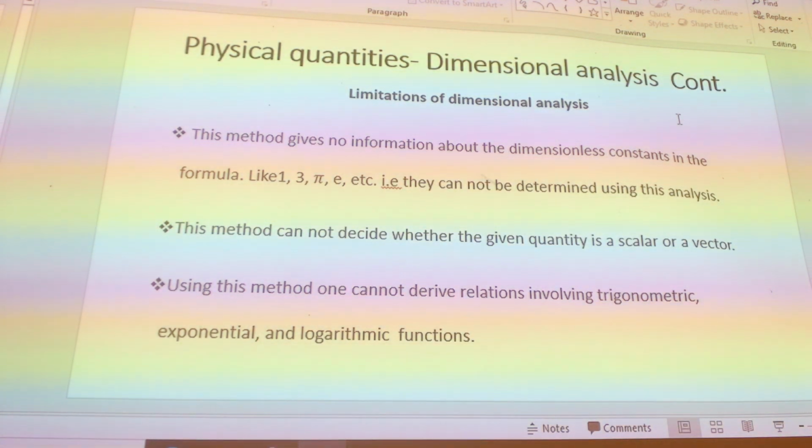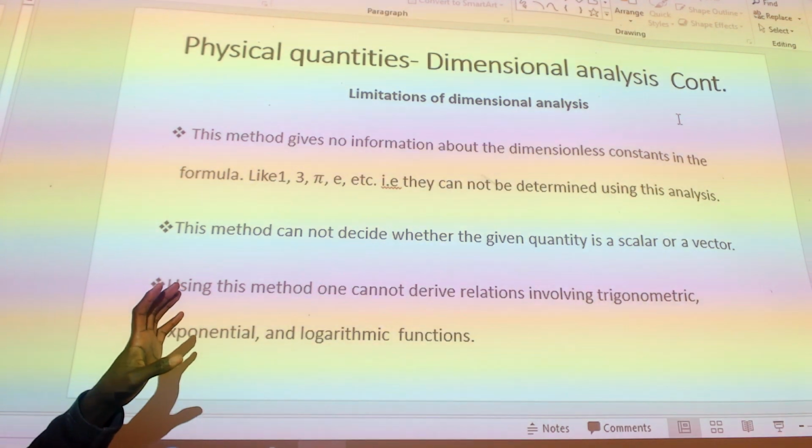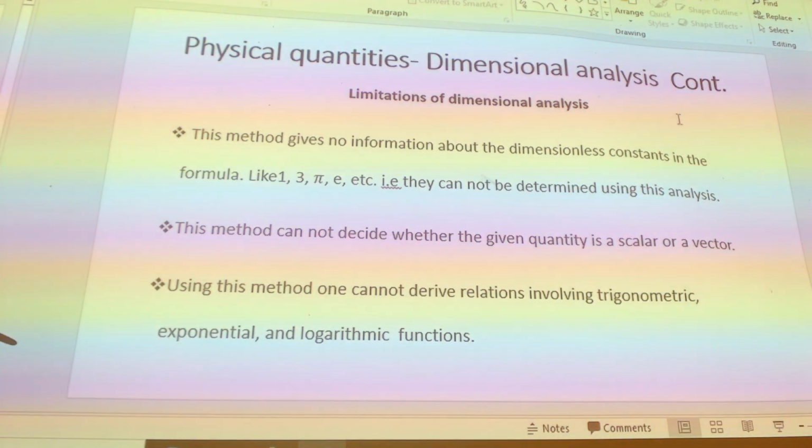If the words are not there, we cannot tell clearly whether this first LT^-1 is representing speed, and speed is a scalar, or this second LT^-1 is representing velocity, and velocity is a vector. So you see, we have some doubts. There are certain things which the method, dimensional analysis, does not clearly tell us.